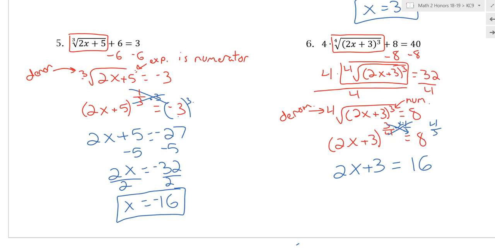So then we minus 3. 16 minus 3 is 13. Divide by 2. So x equals 13 halves.